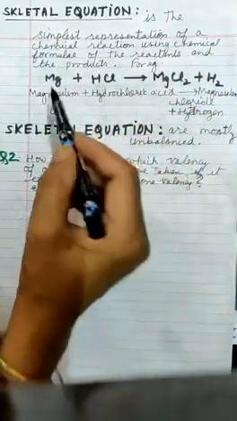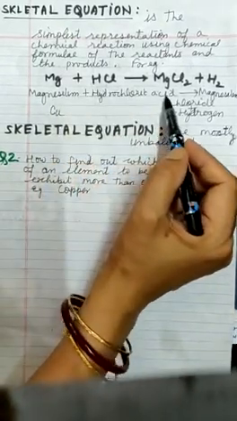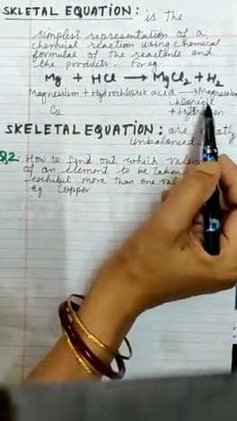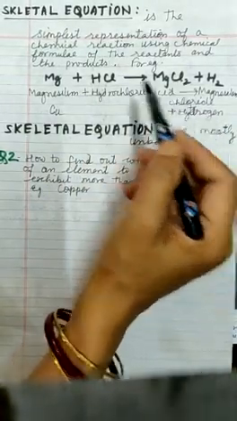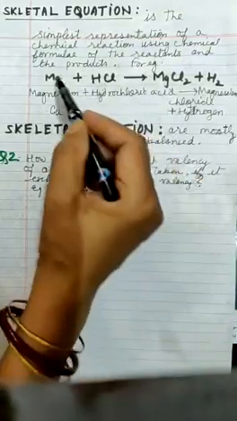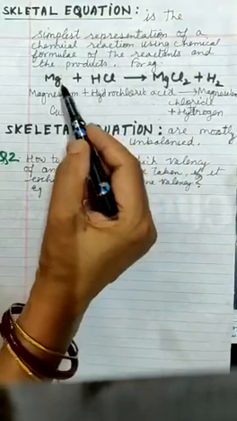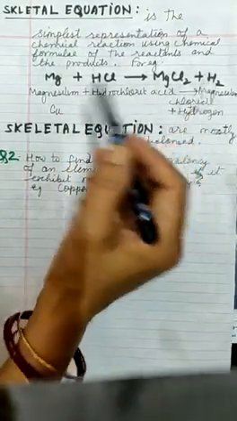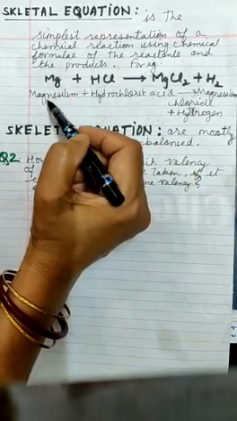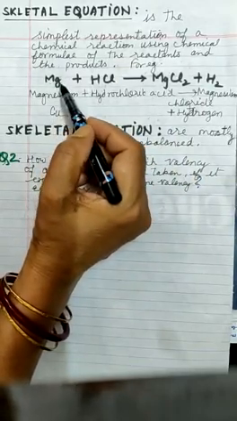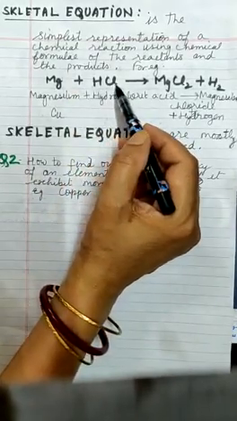For example, this is the chemical reaction. Magnesium combines with hydrochloric acid to form magnesium chloride and hydrogen. If we translate it into a chemical equation by writing formulae of the reactants and products, then the equation that we'll get will be a skeletal equation. Like here, magnesium, Mg, because magnesium is a metal and it exists as a single atom. Then hydrochloric acid, formula of hydrochloric acid is HCl.